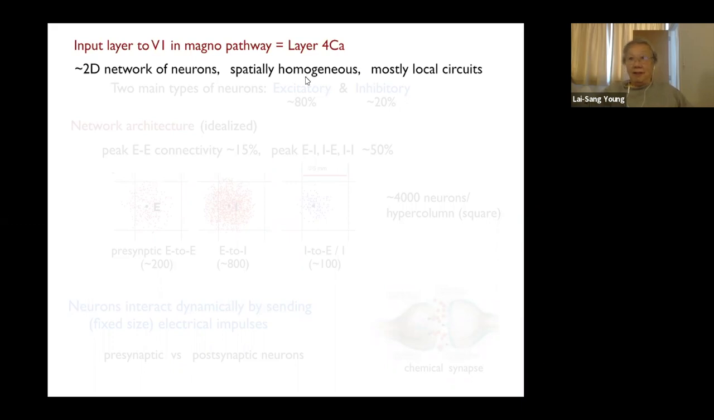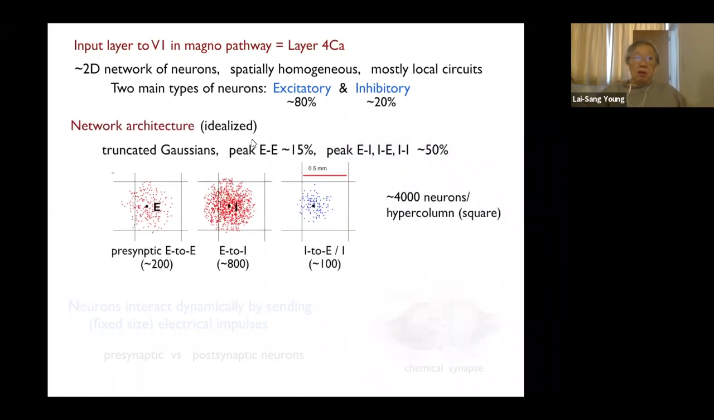Oh, right. This is a property of the network. Okay. And there are two main types of neurons, excitatory and inhibitory, most of them excitatory. There's actually a lot more than two types of neurons, but for our purposes, this is good enough. So let me say something about the network architecture.